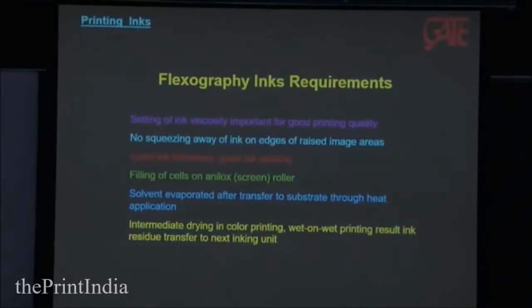With new types of flexo plates, it's very difficult to make out whether it's flexo or not, because the image edges are made in such a way that they don't give a dark outline. Okay, and there are some very good plates. On the anilox roller, that is going to give you a lot of color variation. Solvent is evaporated after transfer to the substrate through heat application. Intermediate drying in color printing: there are two systems in flexo and gravure. You have partial drying with a dryer on the individual unit, and then a final dryer to completely dry your ink. Okay.